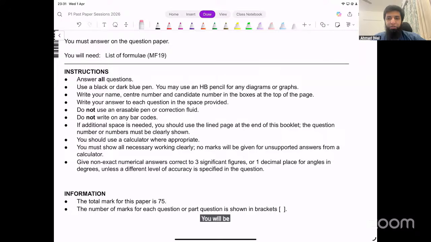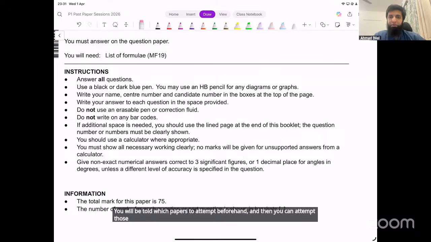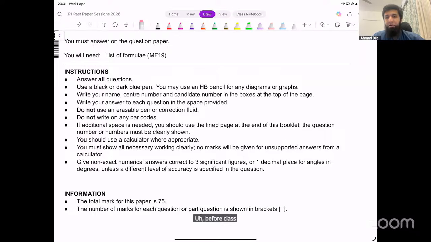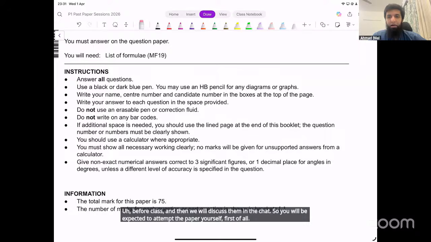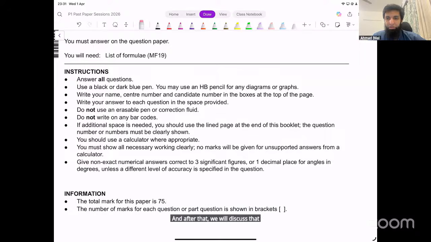You will be told which papers to attempt beforehand, and then you can attempt those papers before class, and then we will discuss them, inshallah. So you will be expected to attempt the paper yourself first of all, and after that, we will discuss that in class, inshallah. Okay?